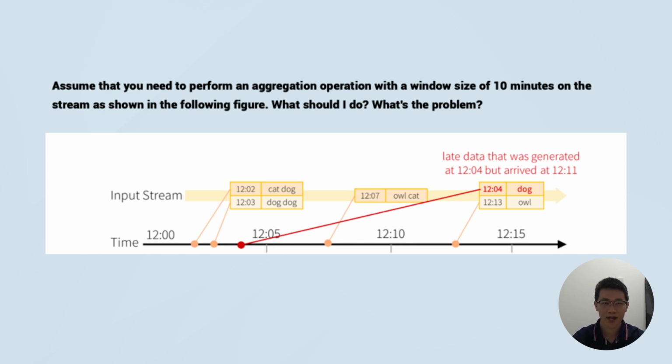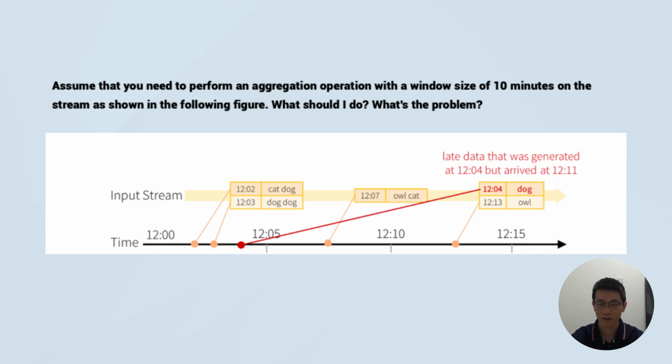Let's assume we have a figure here, and below is a timeline. At 12:05, we have periodic triggering of the calculation operation. Before 12:05, we receive two data entries. Each entry consists of a timestamp and a string with a word like cats and dogs. Our task is to count the occurrence of each word within 10-minute intervals.